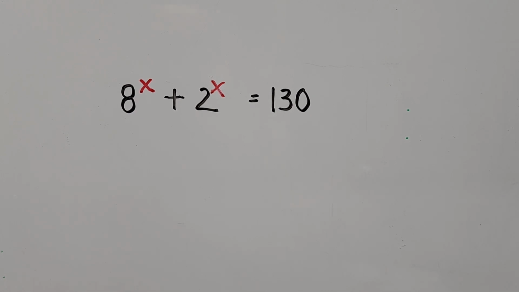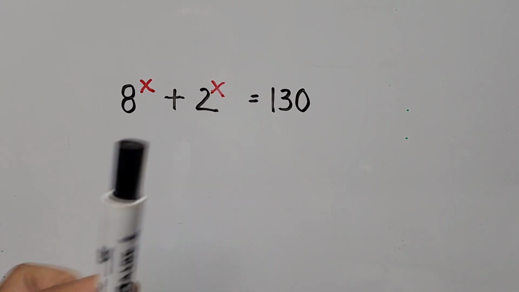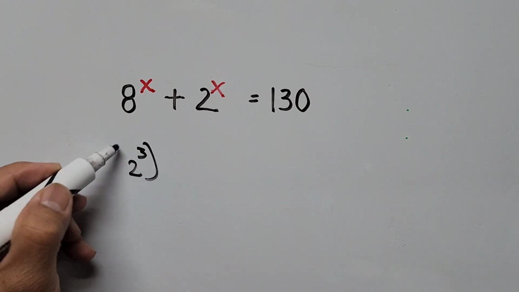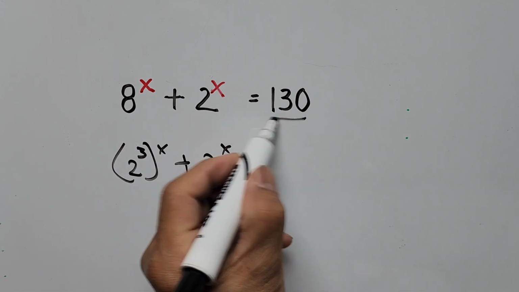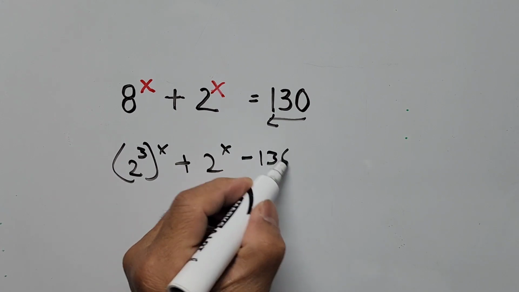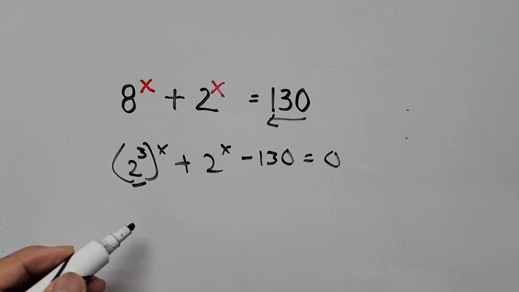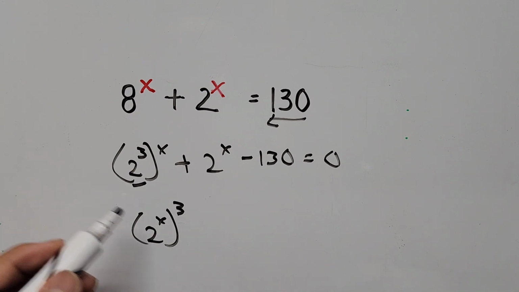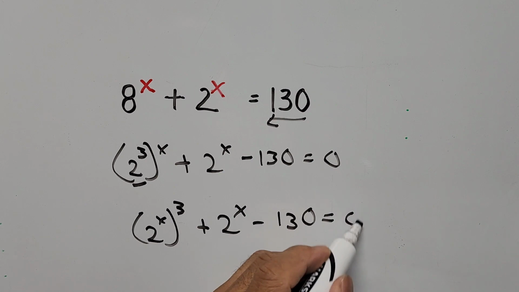So first, let's convert 8 to the power of x to base 2, since this one is base 2. So we have 2 cubed. 2 cubed is 8, so exponent x plus 2 to the x. And we're transposing 130 to the left side, so we have minus 130 equals 0. And here, we can write this the same way as 2 to the power of x raised to the third power plus 2 to the x minus 130 equals 0.